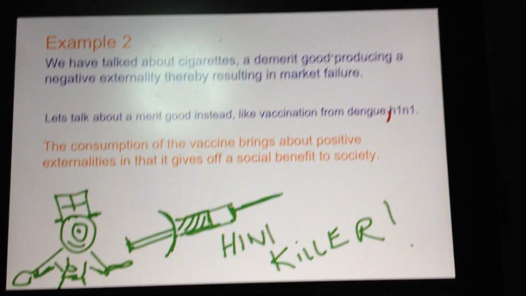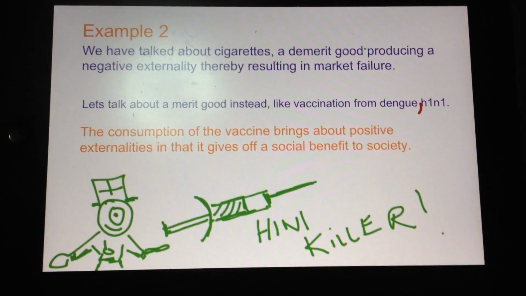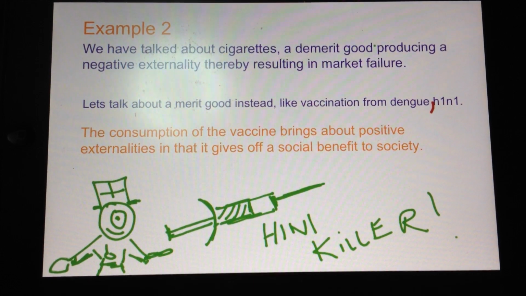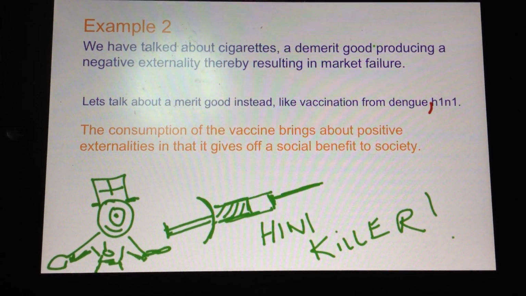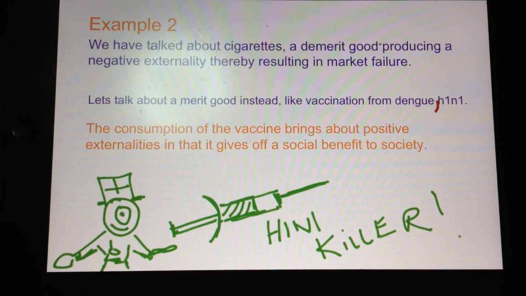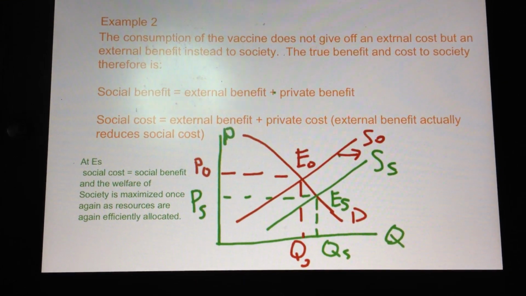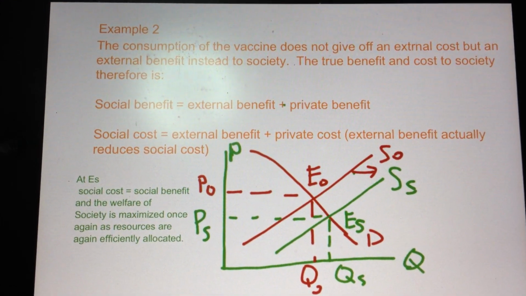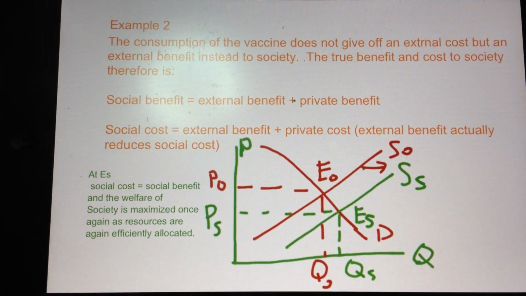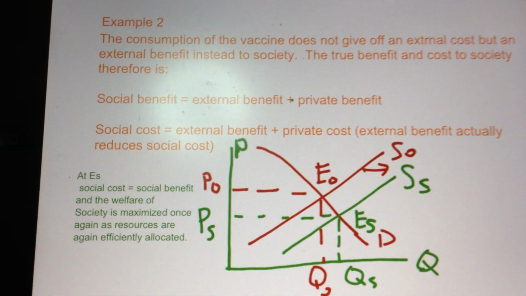So when someone receives the H1N1 vaccination, that vaccination gives off a positive externality, which really is a benefit, unlike the cigarette, which is a cost to society. The H1N1 vaccination is a benefit to society, right? So the consumption of the vaccine does not give off an external cost, but an external benefit to society. The true benefit to society, therefore, is that social benefit is equal to external benefit plus private benefit. Social cost is equal to private costs minus external benefit, so this external benefit actually reduces social costs.